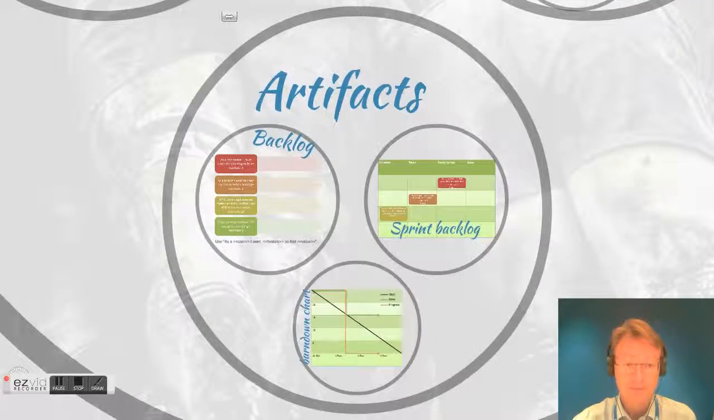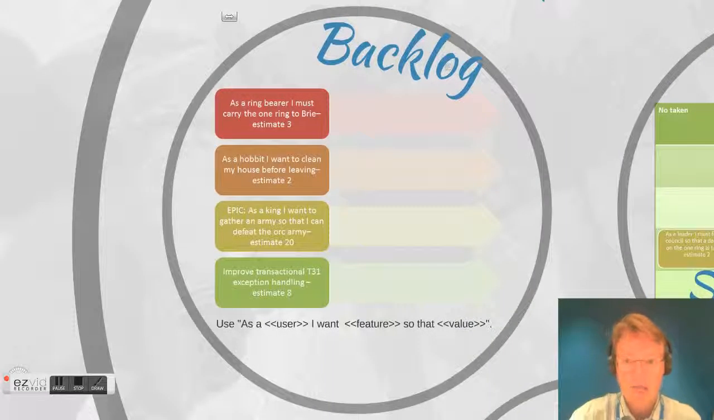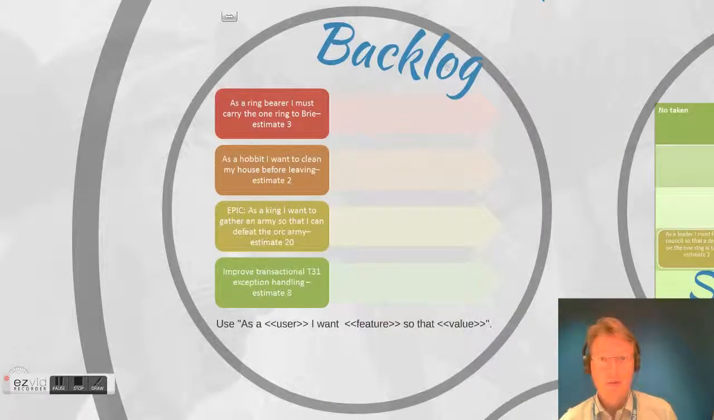Now, let's quickly move into the artifacts. There are the backlog, the sprint backlog, and the burn down. Now, if you look at the backlog, for example here, we have a few stories. As a ring bearer, I must carry the one ring to Mordor. The estimate is 3 points. Or, as a hobbit, I want to clean my house before leaving. Or, the epic, the big one. As a king, I want to gather an army so that I can defeat the orc army. And then, improve transactional T31 exception handling.